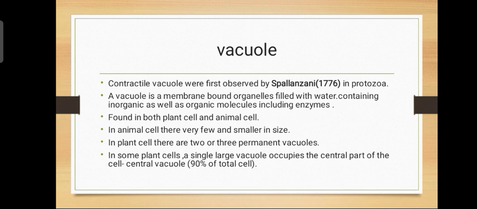When it comes to the animal cell, if vacuoles are present, they are small in size and fewer in number. Compared to that, in the plant cell they may be single, or two or three, which are permanent vacuoles. If a single vacuole is present inside the cell, it occupies the central part of the cell and pushes all the cell organelles to a side. That is called the central vacuole. It occupies up to 90% of the cell space. Such a condition we call the central vacuole.